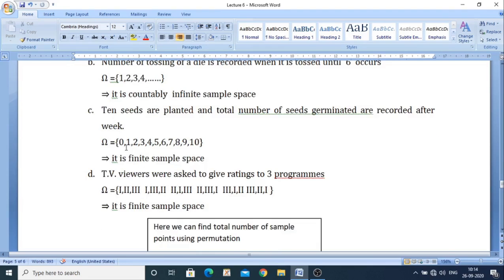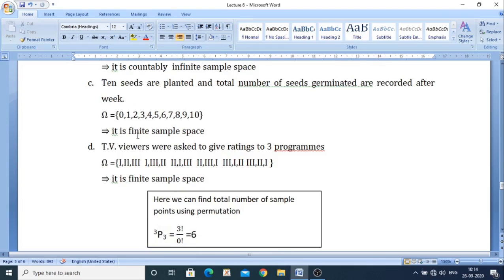Third one is 10 seeds are planted and the total number of seeds germinated is recorded after a week. So since 10 seeds are planted, it may happen that none of the seeds is germinated. So it may be 0, or 1 seed is germinated, or 2 seeds are germinated, like that. What is the maximum? That is all 10 seeds are germinated, so it is 10. So it is 0, 1, 2, 3, up to 10. You can write in between also. And the last one is 10. So the total number of elements is 11. So it is a finite sample space.